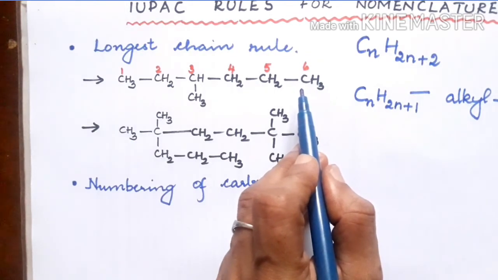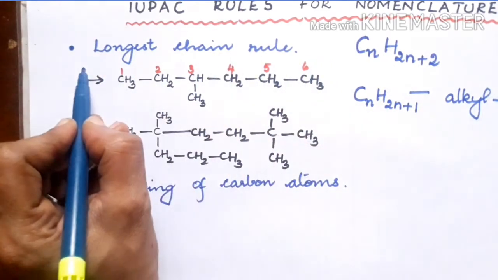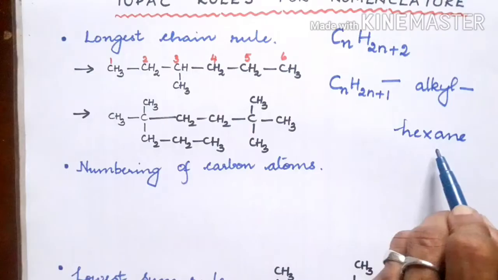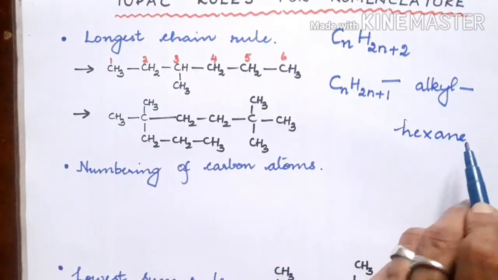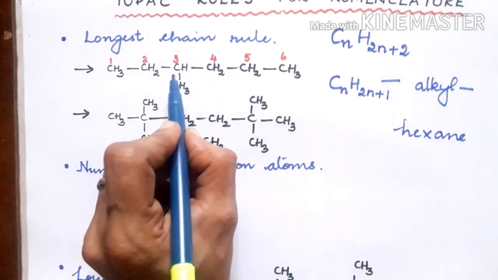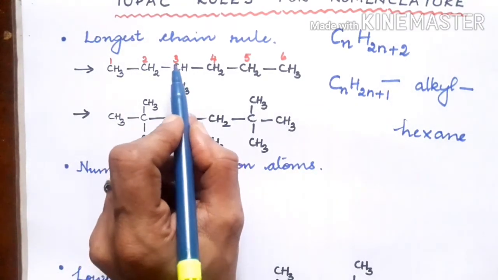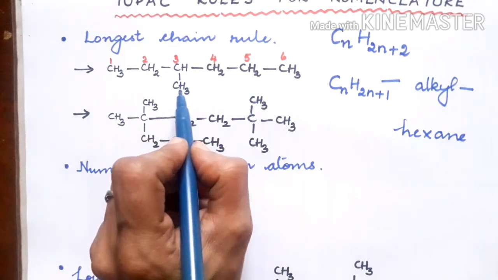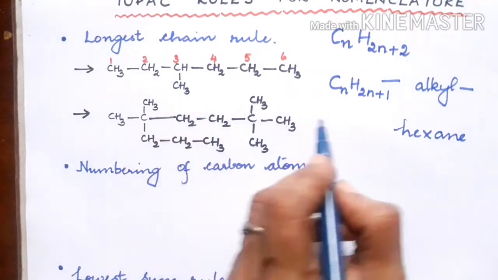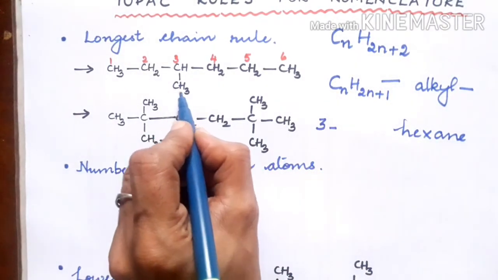Now, how to name the compound? So, in the main chain, we have 6 carbon atoms. So, the name of the parent alkane is hexane. But is it completely hexane? No. We have a substituent here at the third position. So, that we have to mention here. That is always prefixed here. So, we have 3 position and this is CH3.